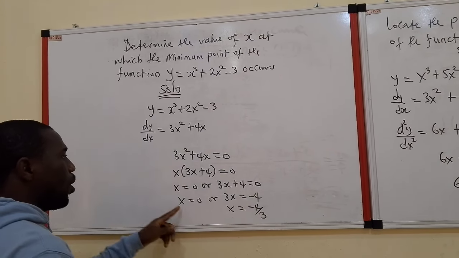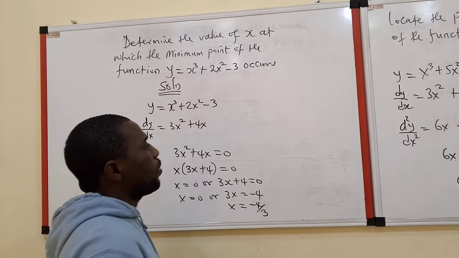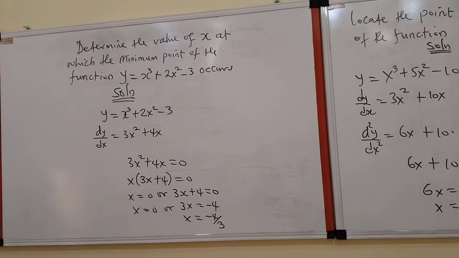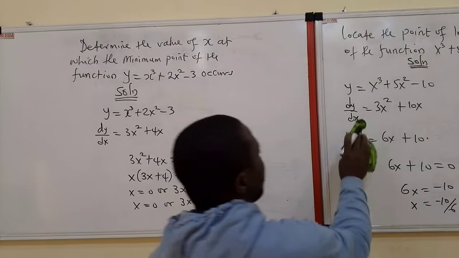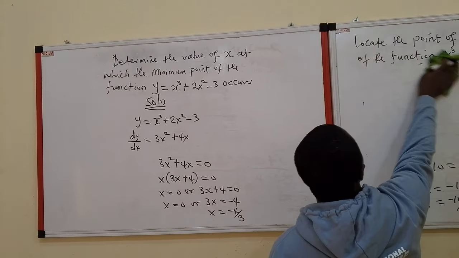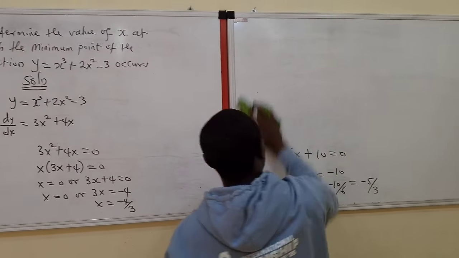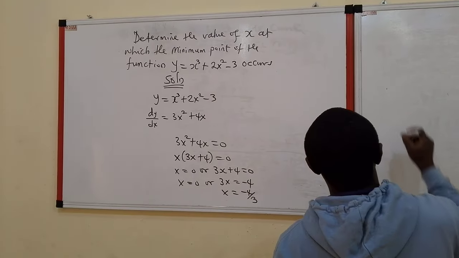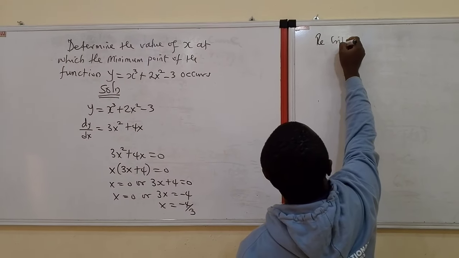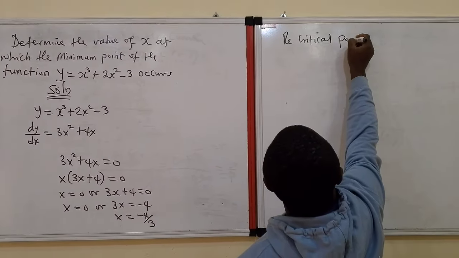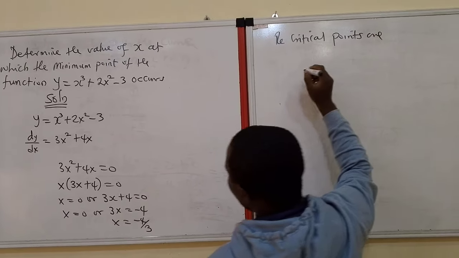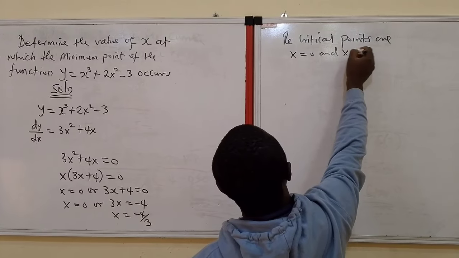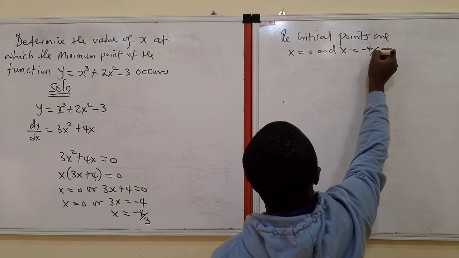These points where x equals 0 and x equals minus 4 over 3 are known as the critical points. Got the critical points? The critical points are x equals 0 and x equals minus 4 over 3.